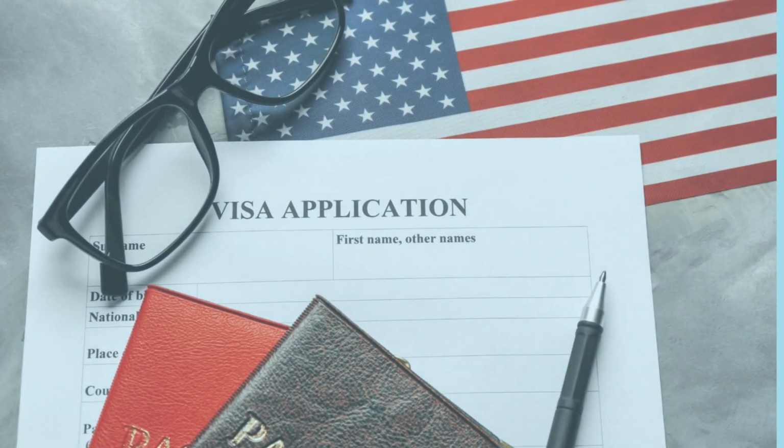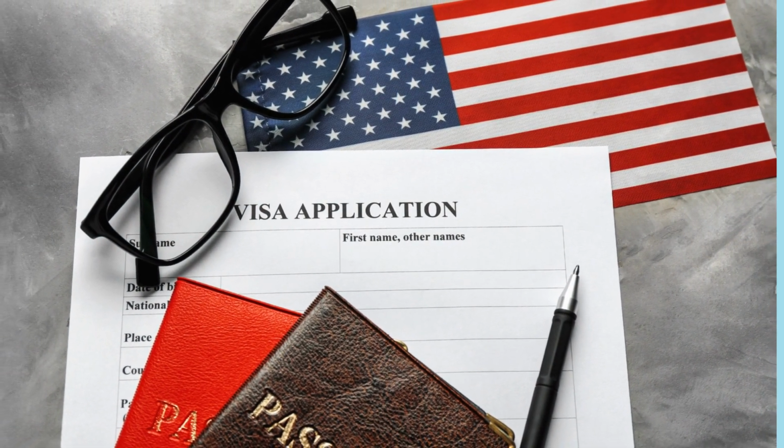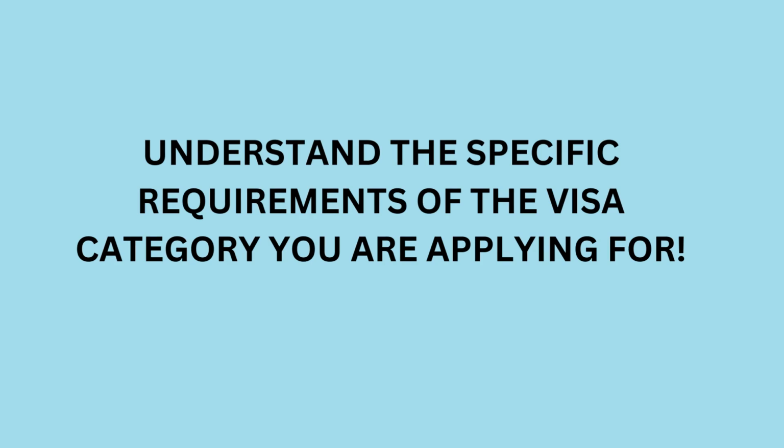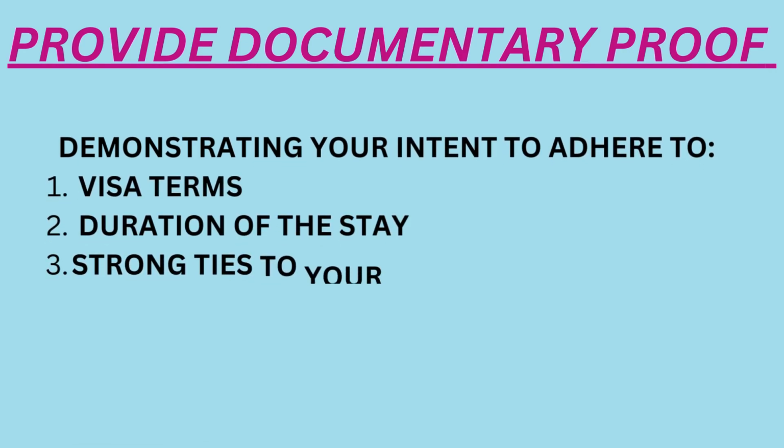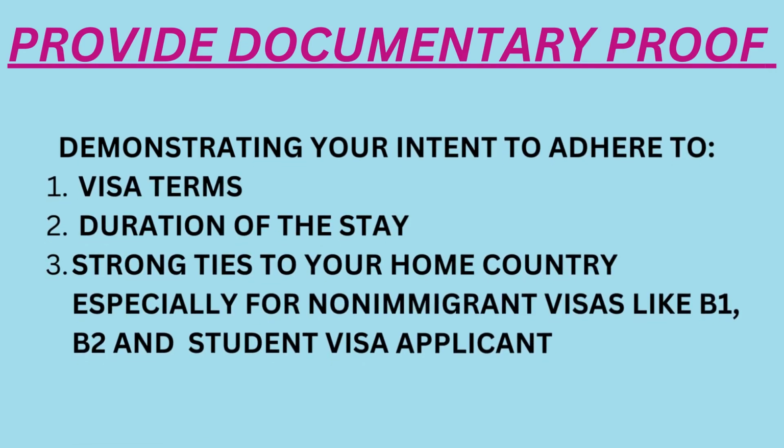So friends, in summary, visa denials can occur for various reasons, and it is crucial to understand the specific requirements of the visa category you are applying for. Each visa category has certain unique criteria, and applicants should tailor their approach accordingly. It is essential to provide documentary proof demonstrating your intent to adhere to visa terms, such as the duration of stay, and establish strong ties to your home country, especially for non-immigrant visas like B1, B2, or student visas.